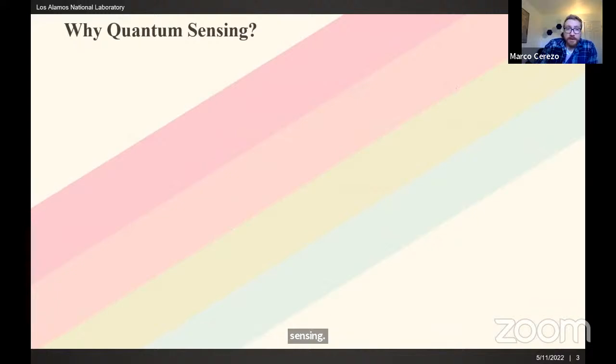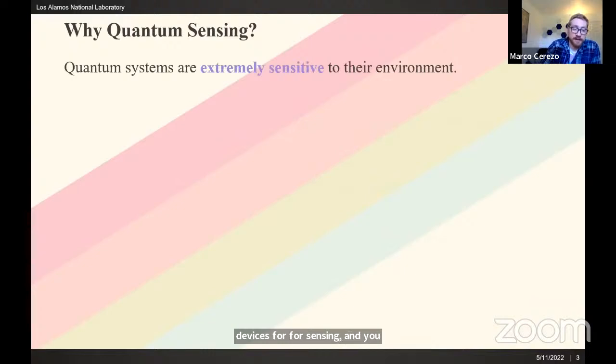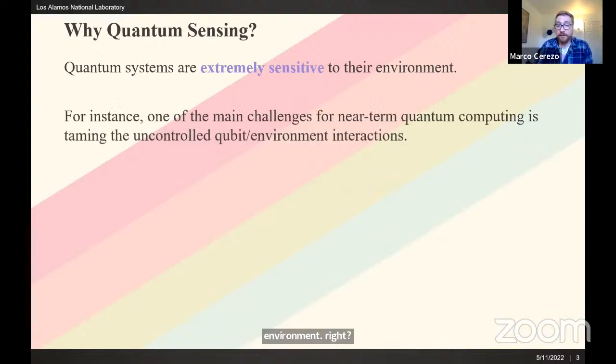So first of all, why do we care about quantum sensing, right? We know that we have a lot of really good classical devices for sensing, and quantum systems have this thing that in principle, we can think about them as being extremely sensitive to their environment, right? So they decohere very fast. And this is one of the main challenges for near-term quantum computing, where we're trying to take quantum computers and we're just trying to control and tame those interactions between the qubits and the environment, which make you lose information, right?